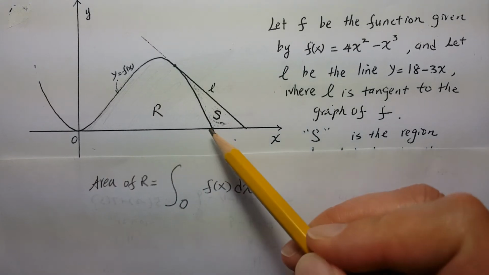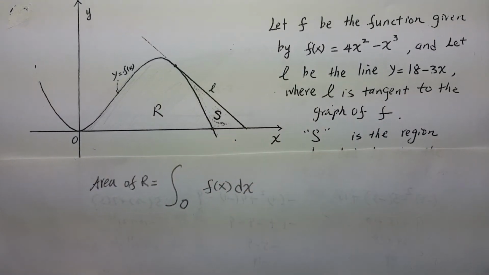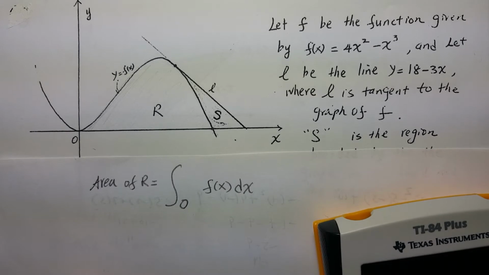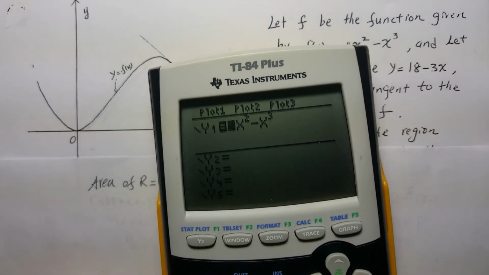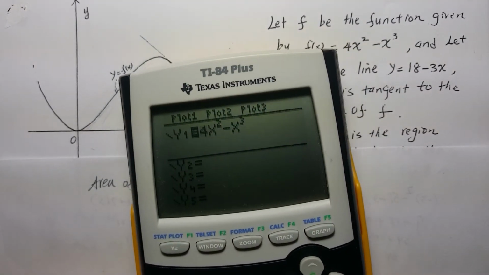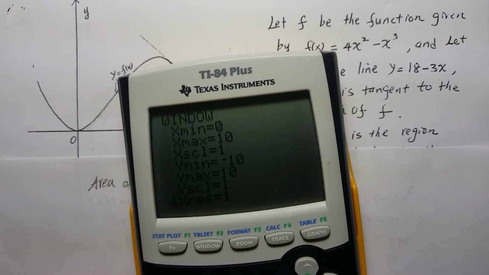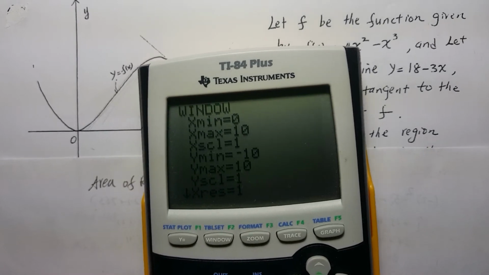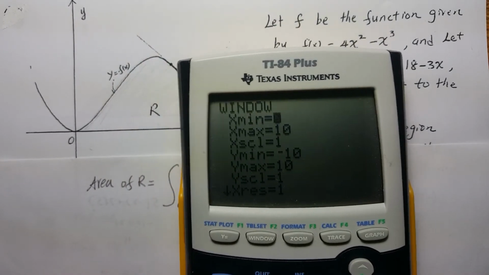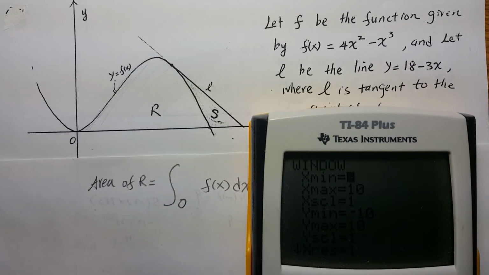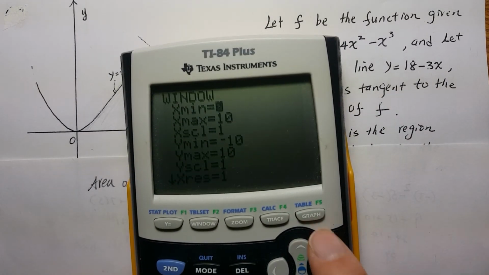So now all I need is this point. So I'm going to grab the function. Okay, so I have my function 4x squared minus x cubed, that is the f of x. So I set my window 0 to 10 and negative 10 to 10 because I want to see in the first quadrant, so that will be good enough. So I'm now going to graph.